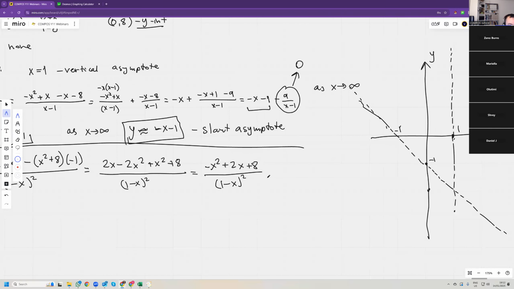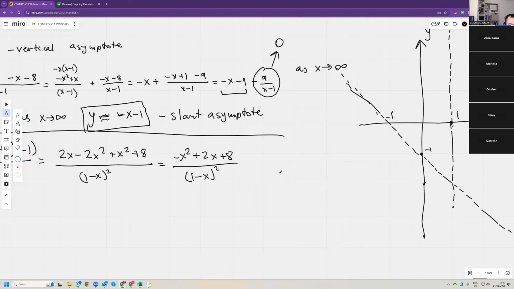And so I want to know where this is 0, right? So minus 1, 2, 8. Oh, it's the wrong one. 3 minus 1, 2, 8, 4, and minus 2. So x equals 4 and x equals minus 2. These are stationary points.